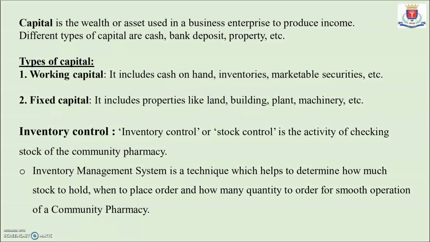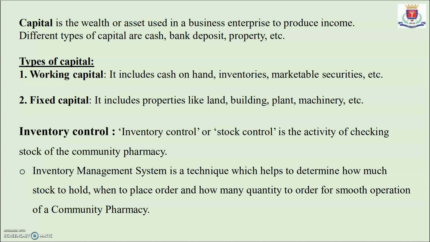Now, capital. Capital is the wealth or asset used in business enterprise to produce income. Different types of capital are cash, bank deposit, our own property, you can say house, etc. So types of capital are two: working capital and fixed capital. Working capital includes cash on hand, inventories, marketable securities, etc. Means you are purchasing the drugs, you are selling to the patients and you are getting profit. Then again you are purchasing drugs, again you are selling the drugs. Means it is a working capital. It is not stable. Second is fixed capital. It includes properties like land, building, plant, machinery, etc.